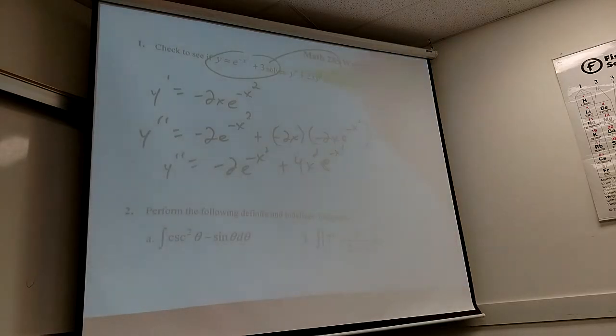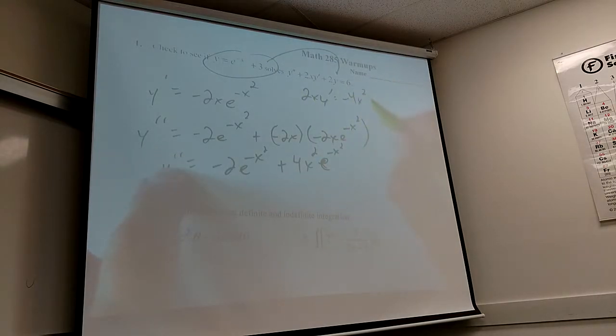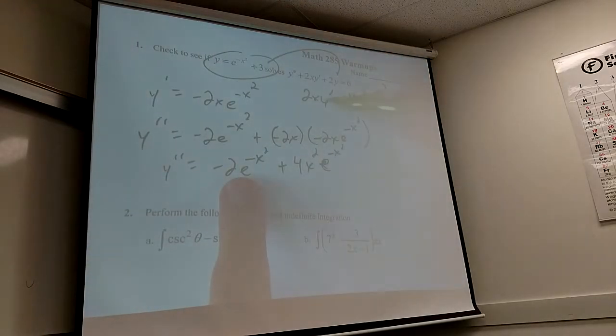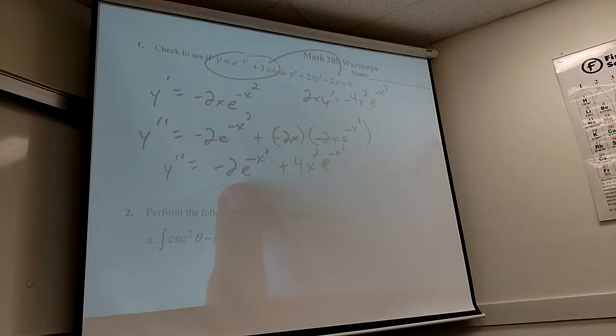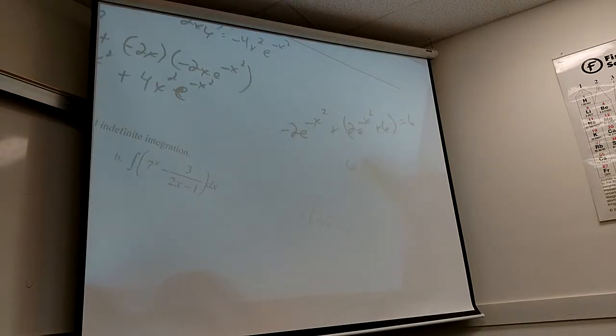So y double prime, and 2x times y prime is going to be negative 4x squared e to the negative x squared. Is that cool? So when you do y double prime plus 2xy prime, these cancel. You guys with me? Now it's just plug and chug. All I have left is negative 2e to the negative x squared plus twice y, and twice y is 2e to the negative x squared plus 6, equals 6. Sure enough, those two cancel, so you're just left with 6 equals 6. Check.